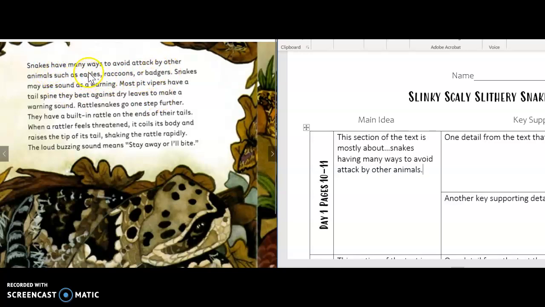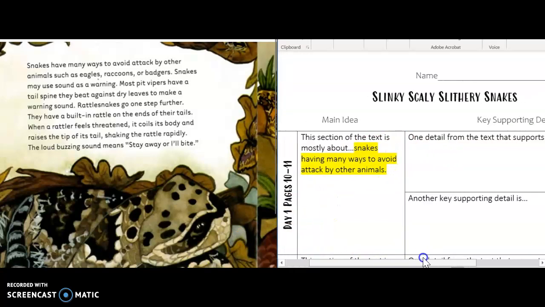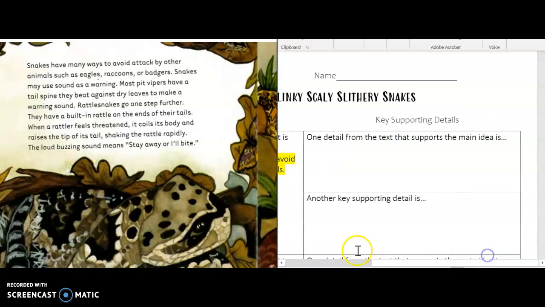Sometimes, I know we talked about this in the video, sometimes your main idea is stated right there on the page for you. Most often in fourth grade text, you have to infer the main idea, meaning putting the details together to determine what it was mostly about, but here it's actually stated right there for you. So now I'm going to scroll over here on my graphic organizer, and I need to find some details from the text that support that main idea.